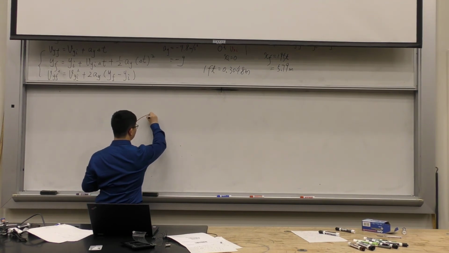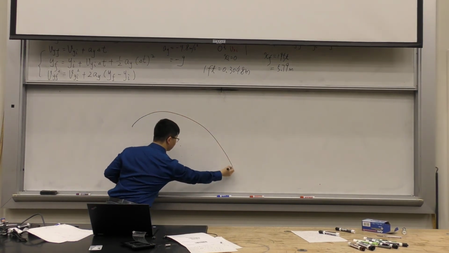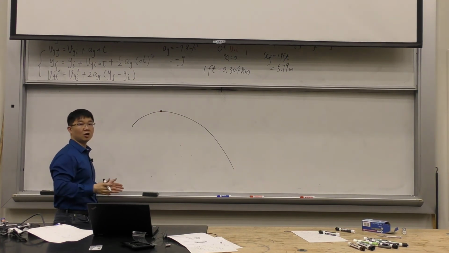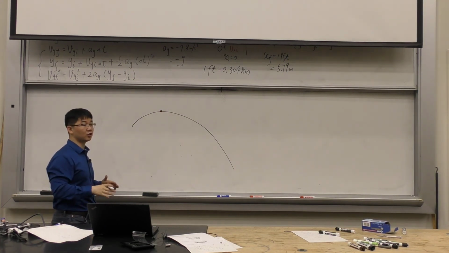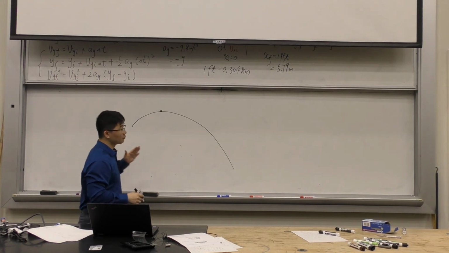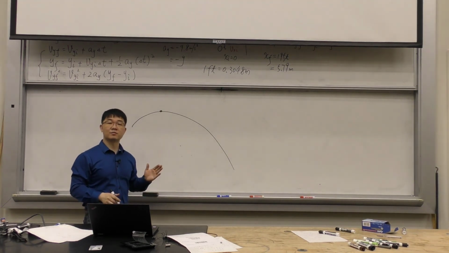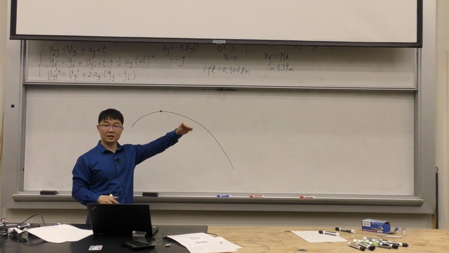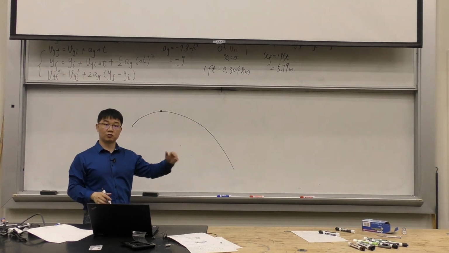Something starts from here and lands here. This is the top. Is the top always the middle? No, right? This is not a general conclusion. It's only in the middle when it's a symmetric projectile motion. It starts from the same height and lands at the same height. Okay? So don't make that mistake.